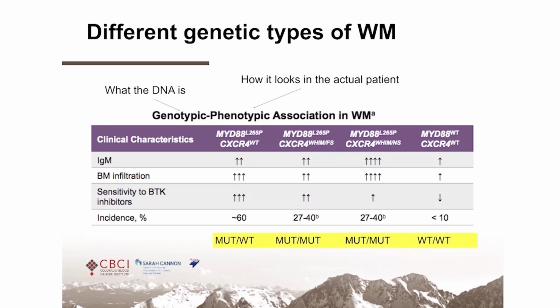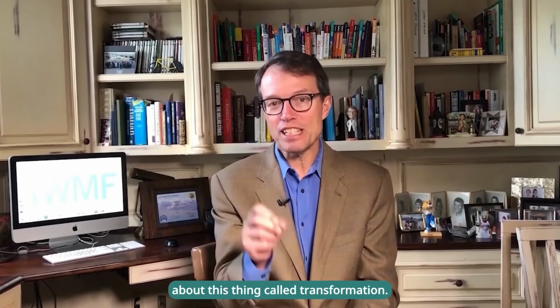In contradistinction, if you have MYD88 mutation and a nonsense CXCR4 mutation, you have very high levels of IgM in your blood, very, very high levels of infiltration of the lymphoma in your marrow. You don't respond nearly as well to the BTK inhibitors. Unfortunately, this is less common. So we talked a little bit a few minutes ago about this thing called transformation.